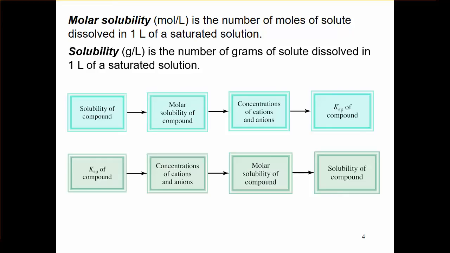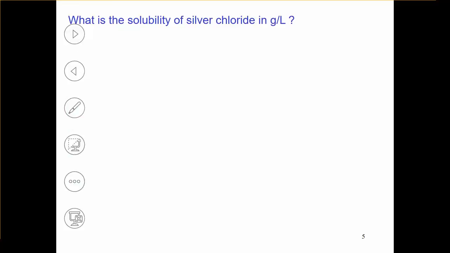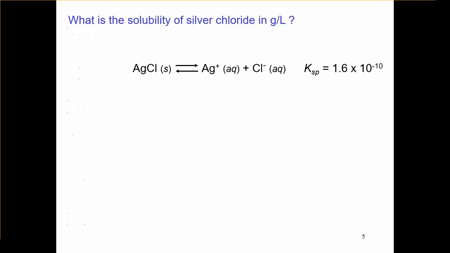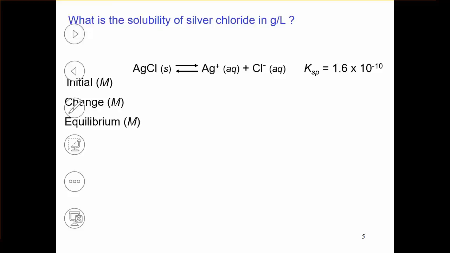Okay? So we'll walk through some of these steps. What is the solubility of silver chloride in grams per liter? So we want to find its solubility in grams per liter. For silver chloride, we showed earlier that the KSP is equal to the concentration of silver times the concentration of chlorine. Initially, just like we would normally, we'd say the silver and the chlorine are at 0.